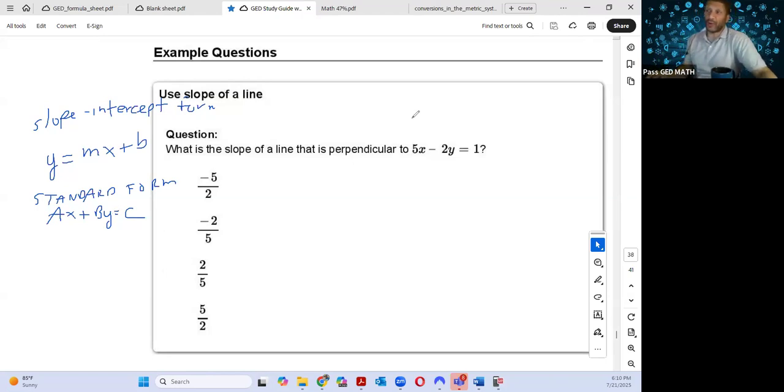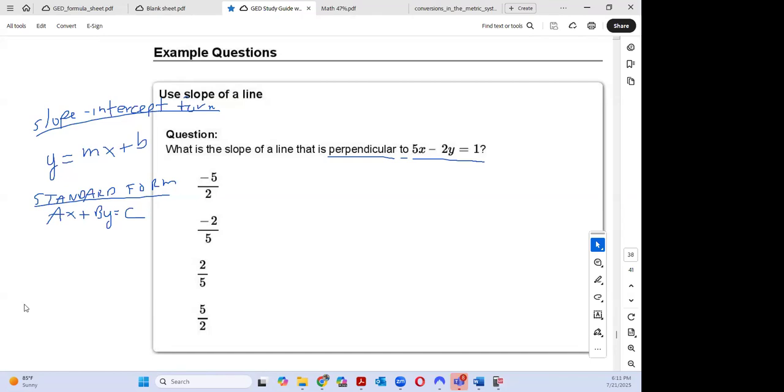So first of all, when you look at a problem like this: what is the slope of a line that's perpendicular to 5x minus 2y equals 1? Is this slope-intercept form or is this standard form? That's standard form.